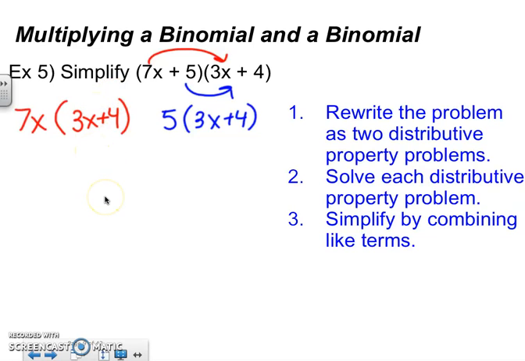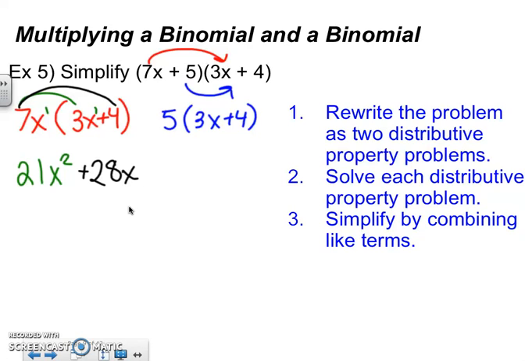So now you just distribute. So you're going to do 7 times 3 and get 21. 1x and 1x is x squared. We're done with that term now. I'm going to do 7 times 4 and get 28. And I'm going to bring that x down with it. Okay? So again, an x times an x is an x squared. And then 7x times a 4 is just a 28x. Okay? So I'm done there.